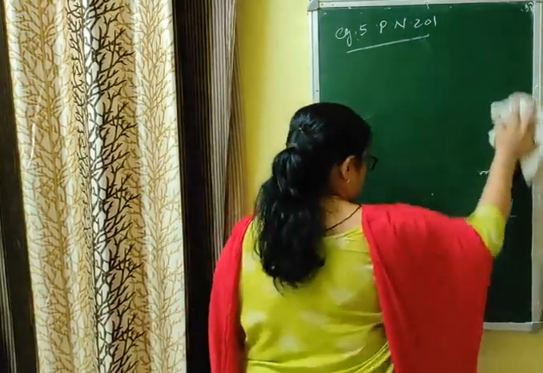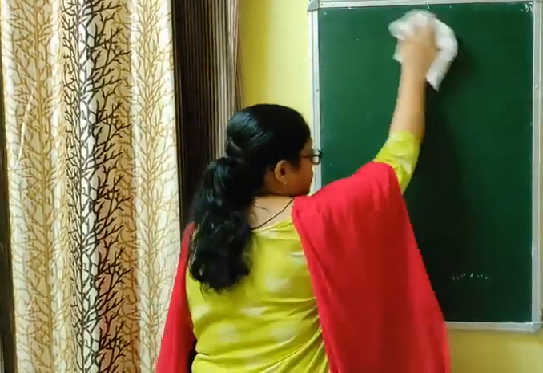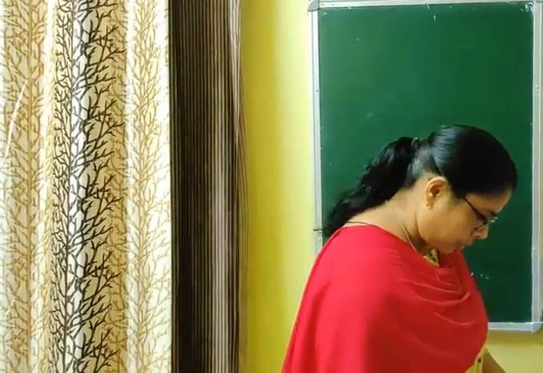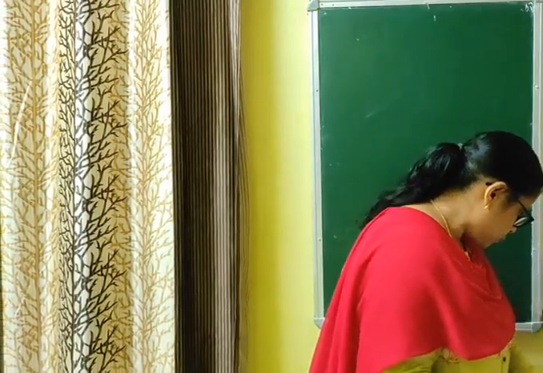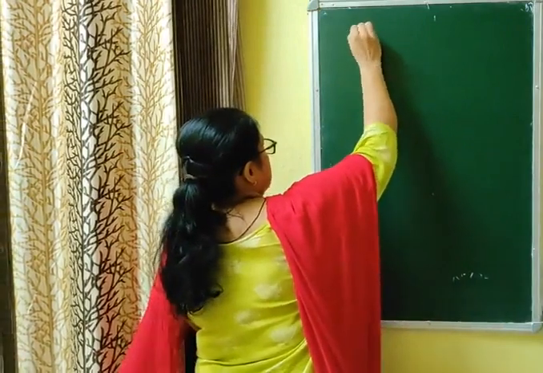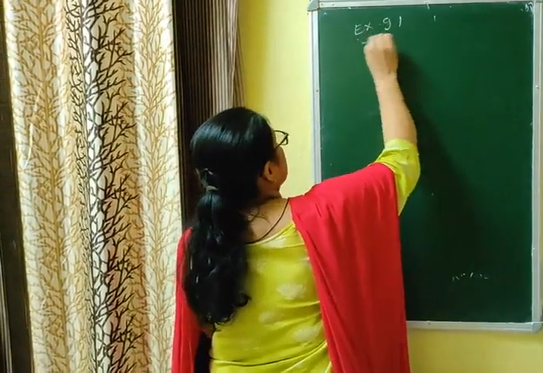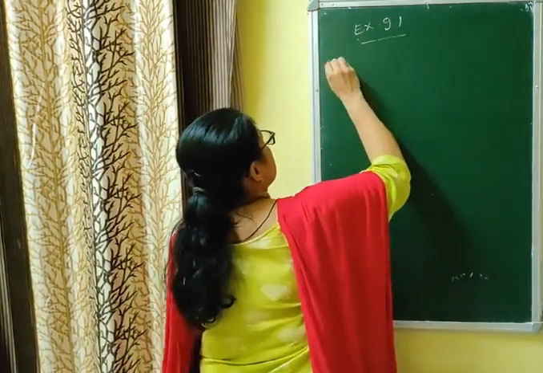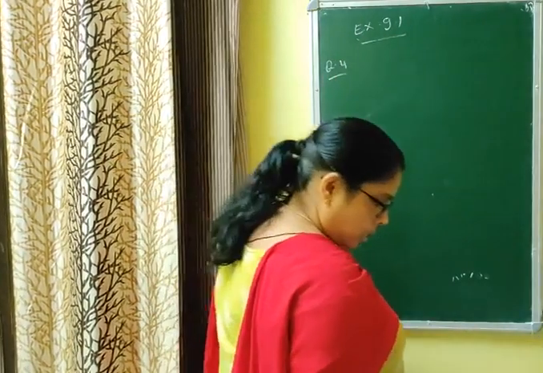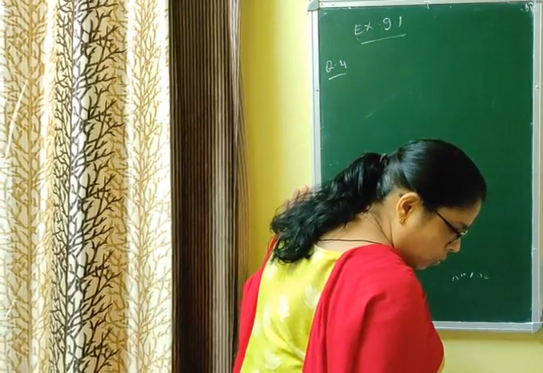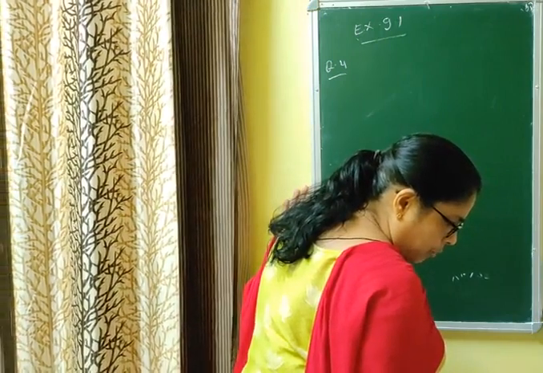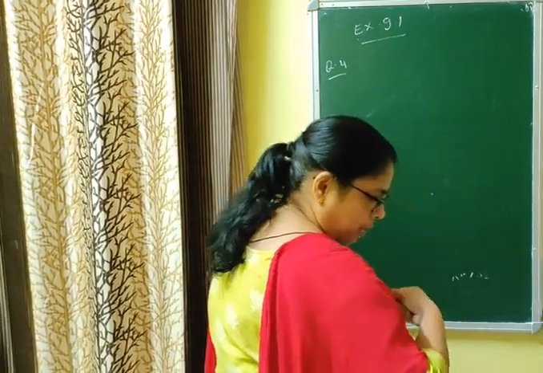Next question is Exercise 9.1, question number 4. I am reading the question. The angle of elevation of the top of a tower from a point on the ground, which is 30 meter away from the foot of the tower, is 30 degree. Find the height of the tower.